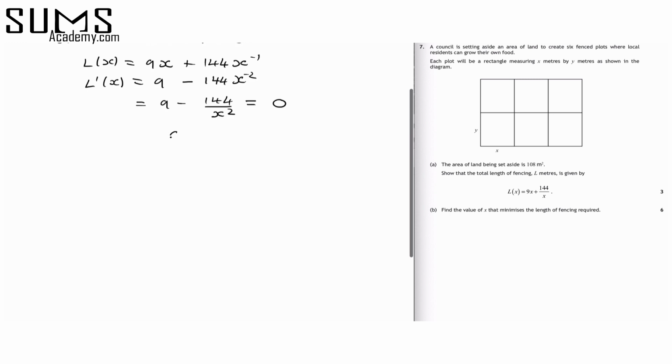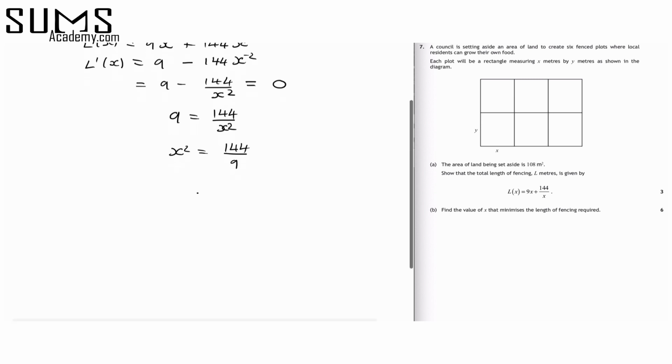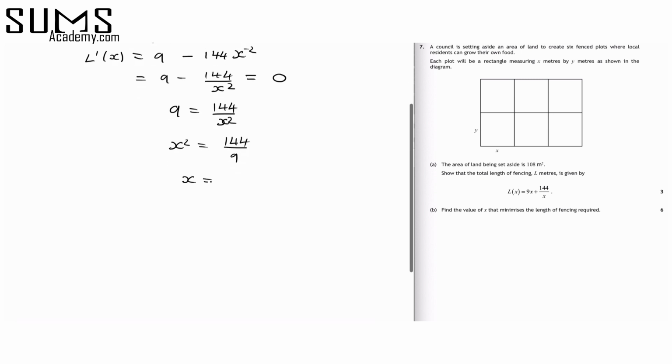Okay, and now we're going to set this equal to 0. So this becomes 9 equals 144 over x squared. So x squared is equal to 144 over 9. Then x is equal to the square root of 144 over 9. Make it clear it's the square root of the whole thing.